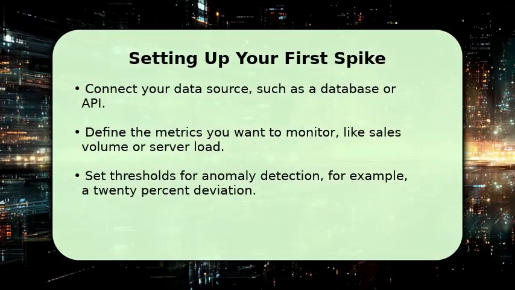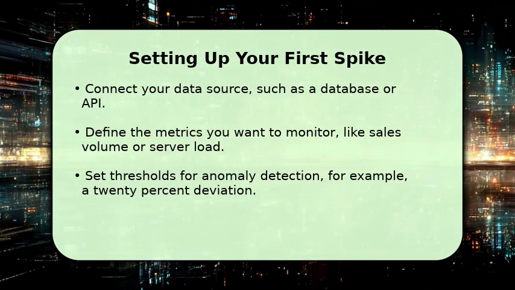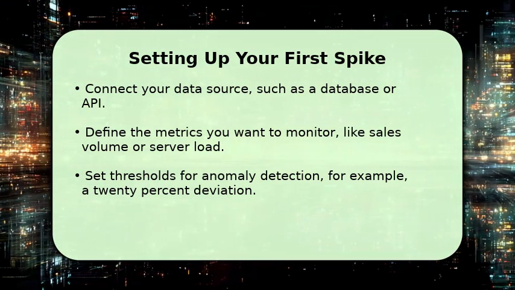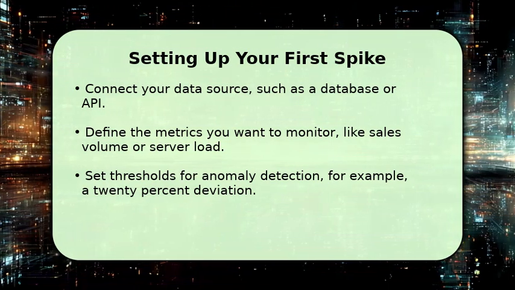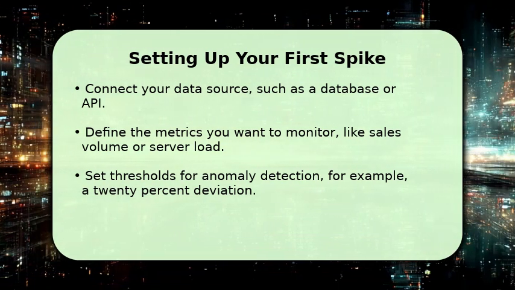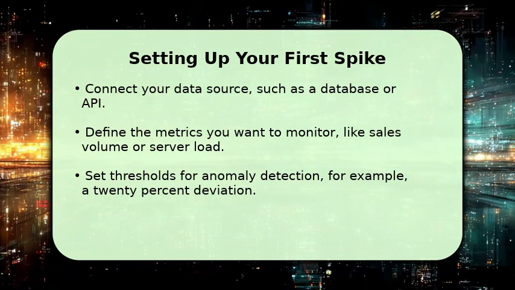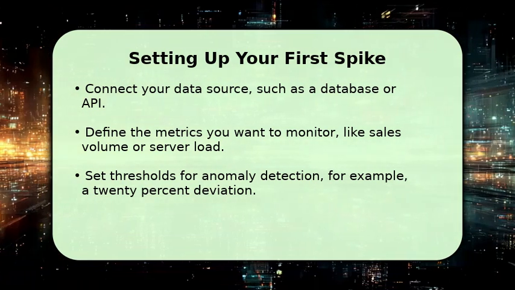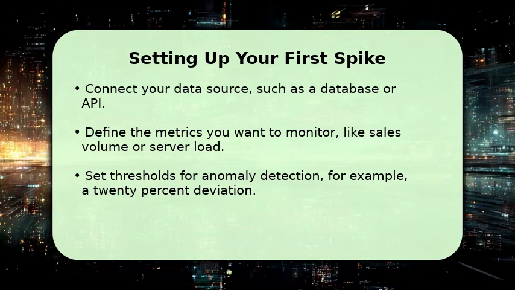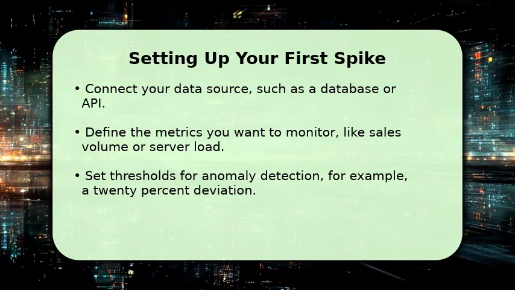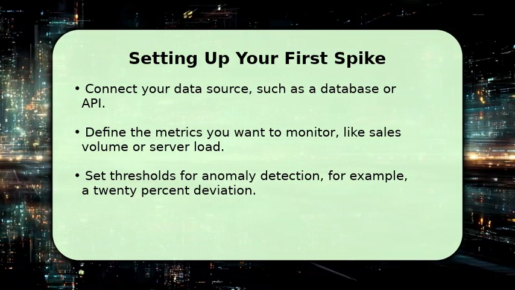To set up your first data spike, begin by connecting your preferred data source, whether it's a database or an API. Next, define the specific metrics you wish to monitor, such as daily sales volume or server load. Finally, establish clear thresholds for anomaly detection. For instance, you might set a 20% deviation from the average as a trigger. This ensures you're alerted only when it truly matters.